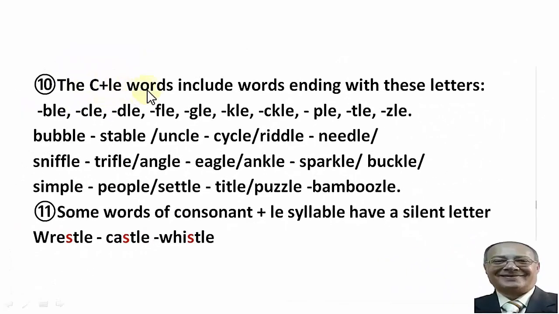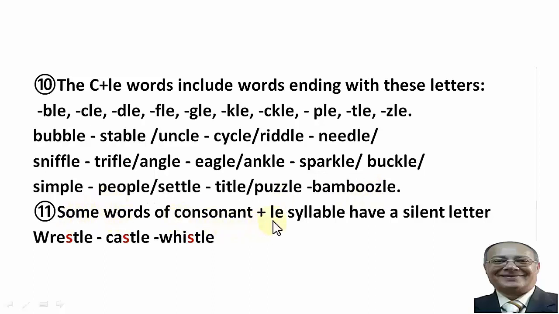The consonant-LE words include words ending with these letters: BLE, CLE, DLE, FLE, GLE, KLE, CKLE, PLE, TLE, ZLE. Bubble, staple. Uncle, cycle. Riddle, needle. Sniffle, trifle. Angle, eagle. Ankle, sparkle. Buckle. Simple, people. Settle, title. Puzzle.